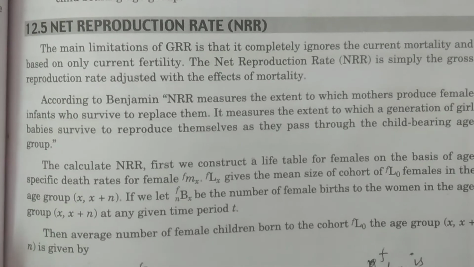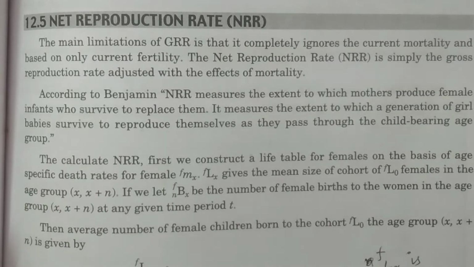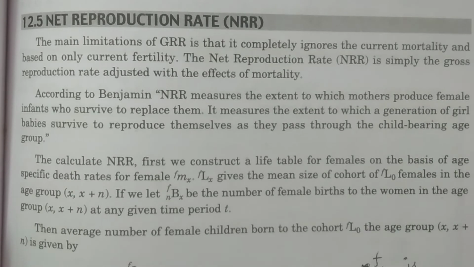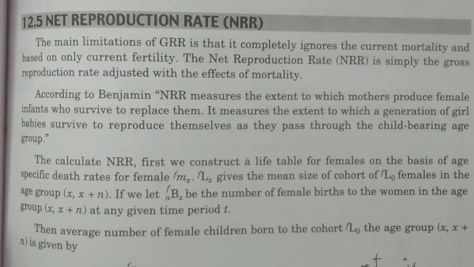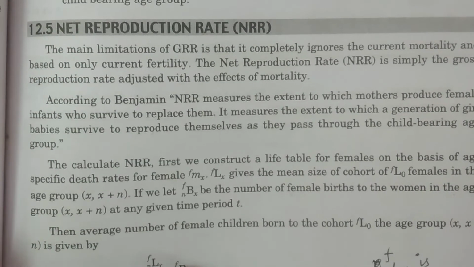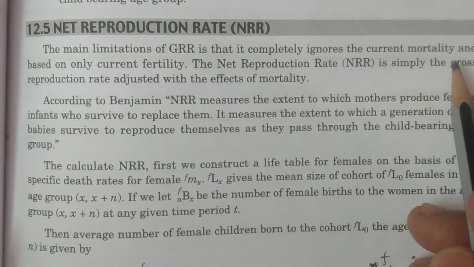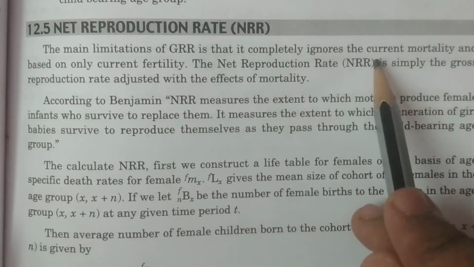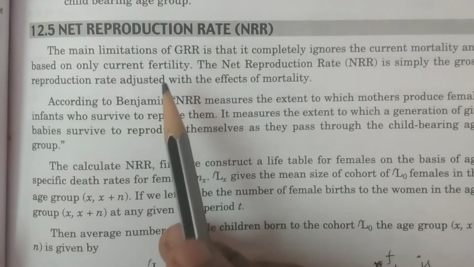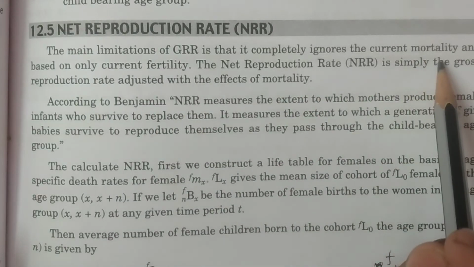Hope you understand, this measure definitely overcomes the drawback, or takes that particular drawback into consideration. So it fulfills that aspect. Now you see here, the main limitation of GRR is that it completely ignores the current mortality. That is the terminology. GRR considers only current fertility but not current mortality.